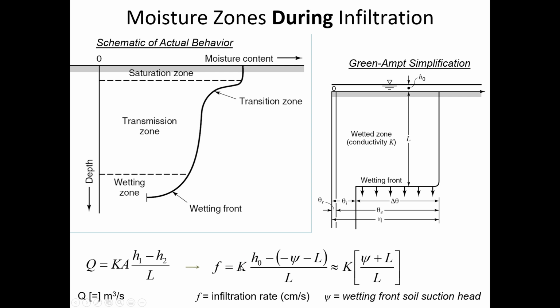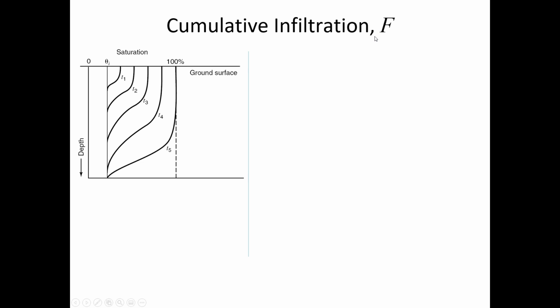So this is lowercase f, infiltration rate in terms of length per time. That's lowercase f. Capital F is cumulative infiltration, and so it's an amount. It's not a rate.